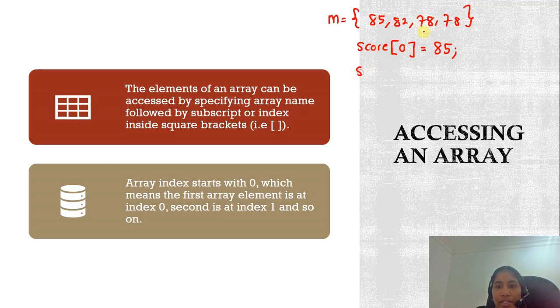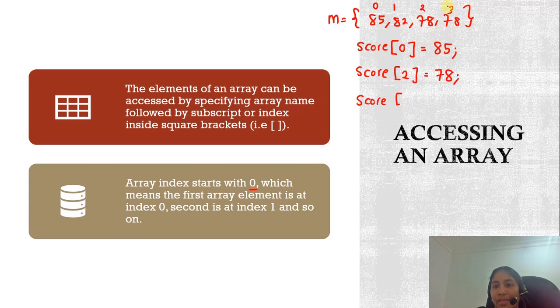If I want to access the third element, score 0, 1, 2, that is 78, and so on. Array index starts with 0, which means the first array element is at index 0. Always start with 0, 1, 2, 3. So we have score, the third one.